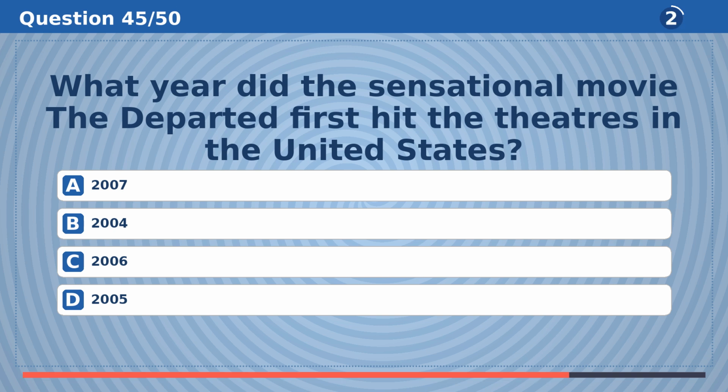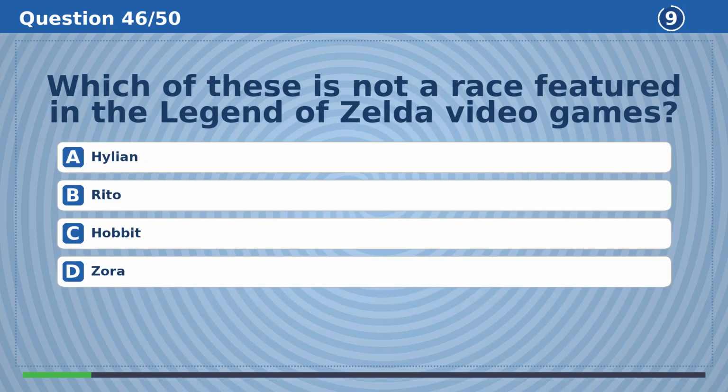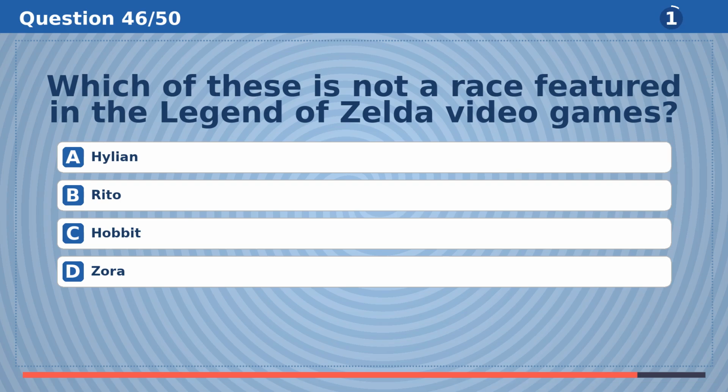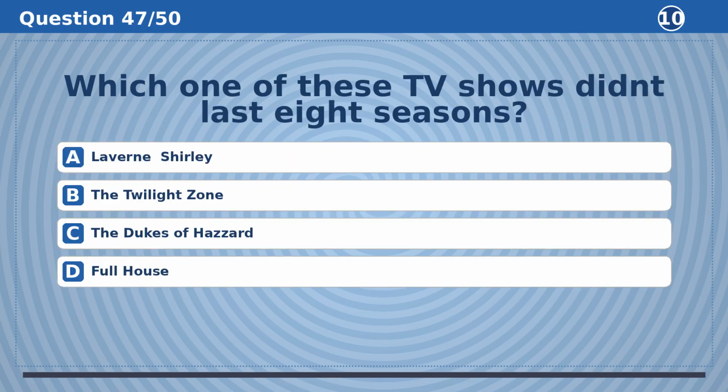What year did the sensational movie The Departed first hit the theaters in the United States? The answer is C, 2006. Which of these is not a race featured in The Legend of Zelda video games? The answer is C, Hobbit.